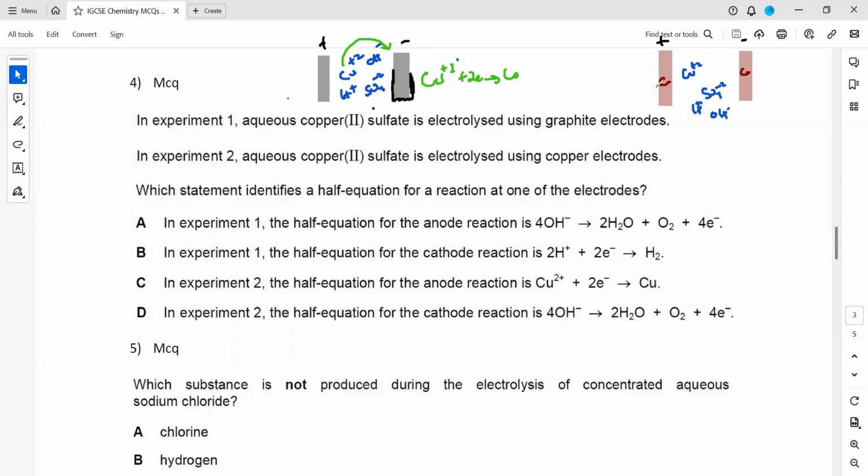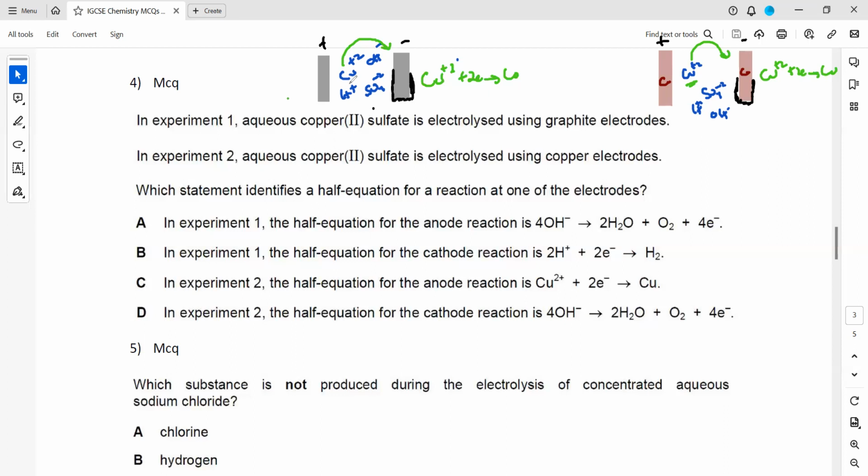Same thing happens here. If you are using copper electrodes, we check the reactivity first. Copper is less reactive, so it will move towards the cathode, and the same thing will happen. Copper ions gain electrons and turn into copper atoms. As a result, this copper will stick to the cathode and the cathode size will increase.